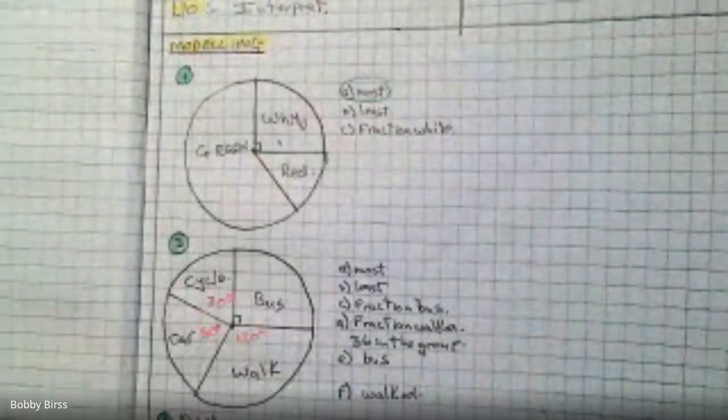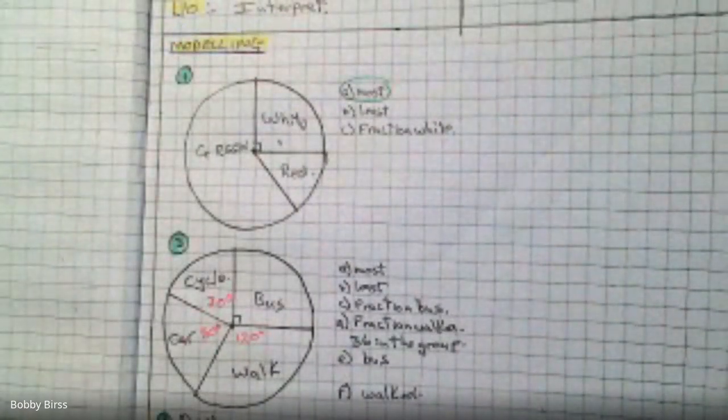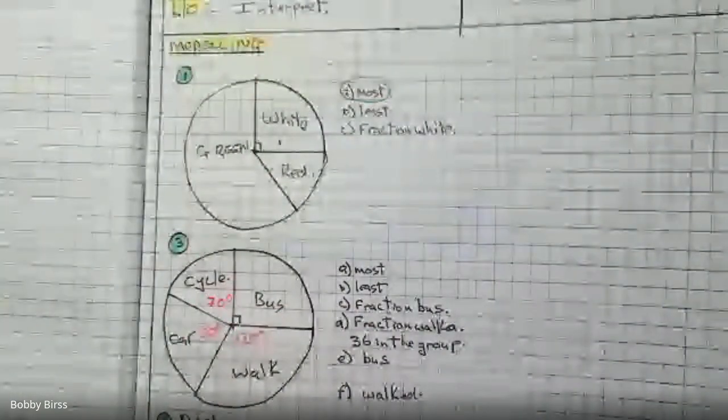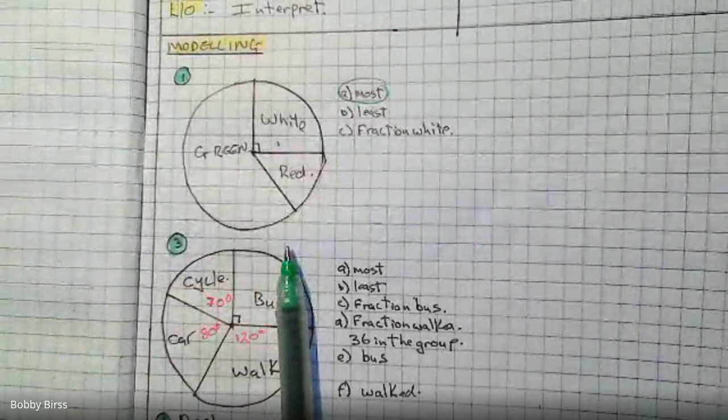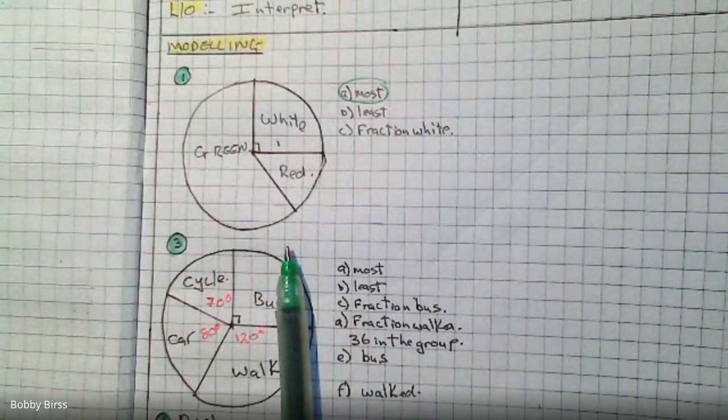People were asked what their favorite color was. So which color from the pie chart, just by looking at it, was the most popular? Anyone want to type in an answer? Which color was the most popular just by looking at the pie chart?